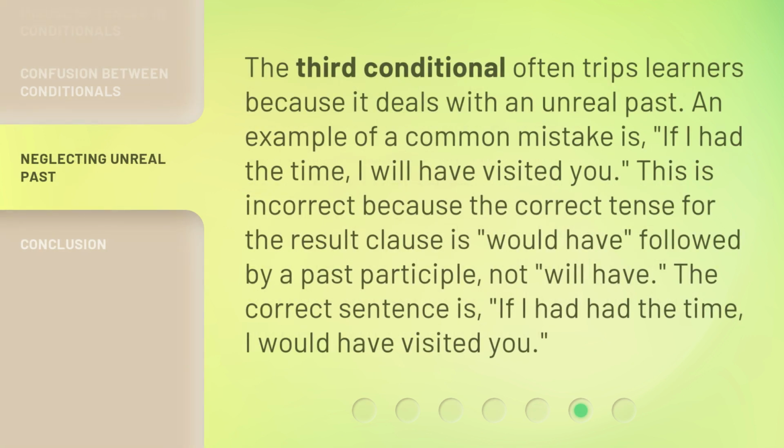The third conditional often trips learners because it deals with an unreal past. An example of a common mistake is, "If I had the time, I will have visited you." This is incorrect because the correct tense for the result clause is would have, followed by a past participle, not will have. The correct sentence is, "If I had had the time, I would have visited you."